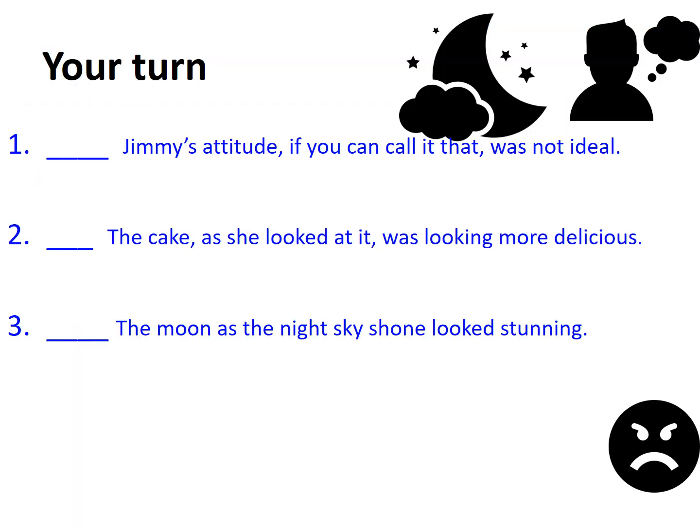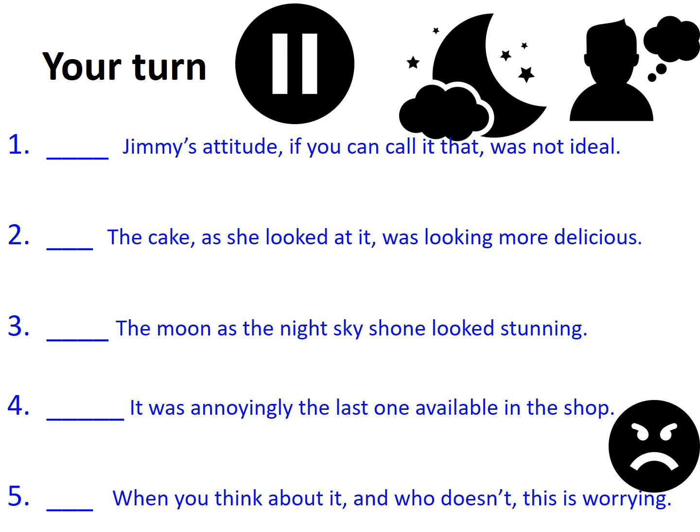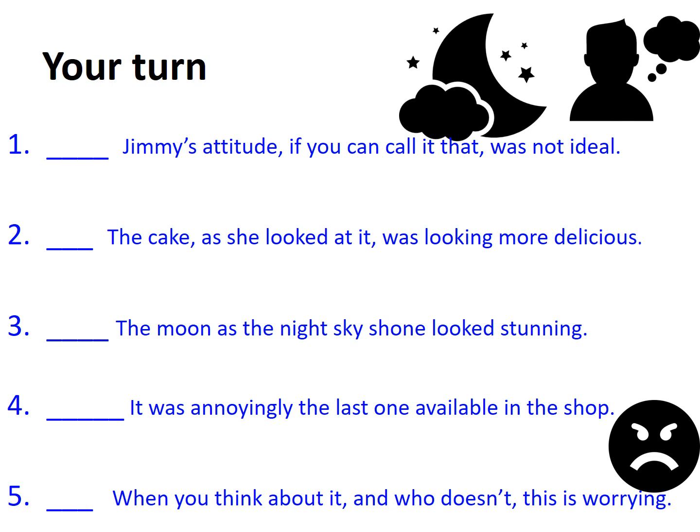Now it's your turn. For each of the 5 sentences, identify if an interrupter is there and if that interrupter has been punctuated correctly with commas between it. Hit pause if you need thinking time.